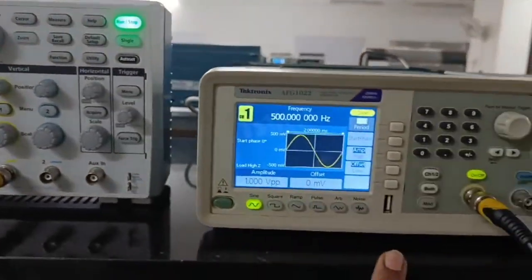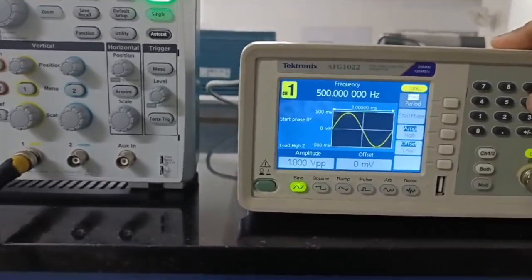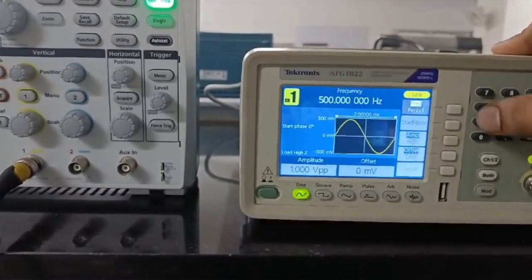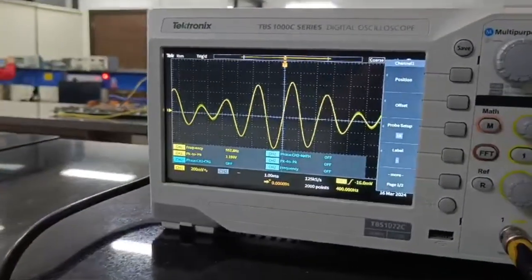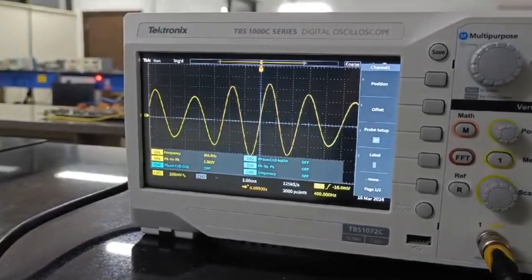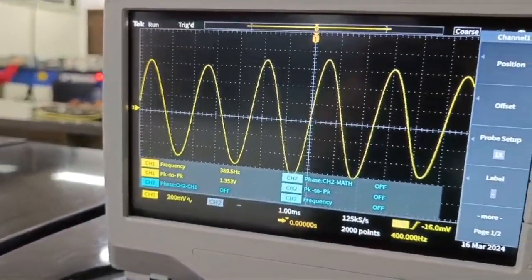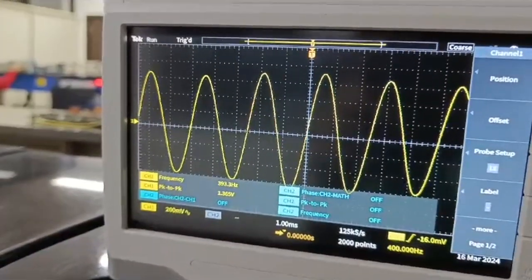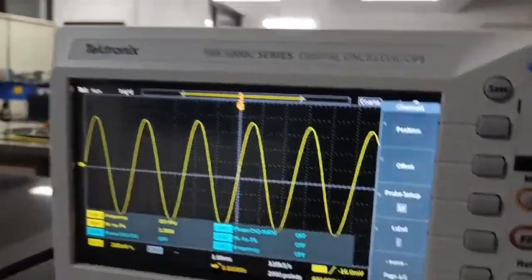We can see the phase change also. Basically, this circuit acts as a low pass filter, which we can check by changing the frequency to 400 hertz. Now we should see the peak to peak value increasing, because it's a low pass filter, so it will give more output to low frequency signals. You can see the peak to peak is 3.6 volts. The previous one was only 1.2 volts.